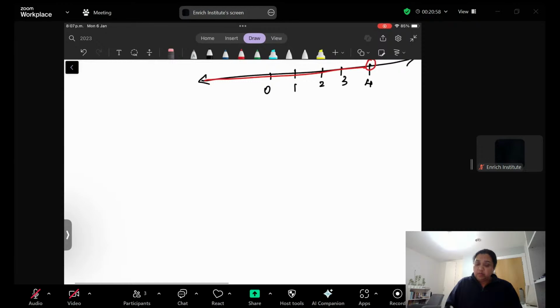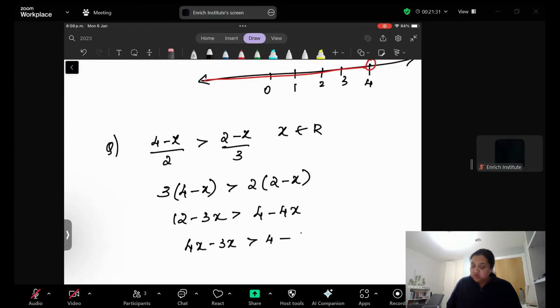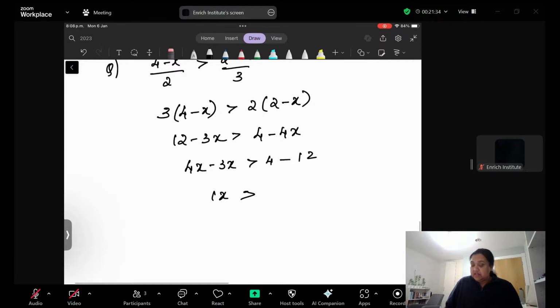Now let me just take one more with a fraction: 4 minus x divided by 2 greater than 2 minus x divided by 3. X is an element of R. Again, when you have a fraction, you just cross multiply. So 3 times 4 minus x is greater than 2 times 2 minus x, and that is 12 minus 3x is greater than 4 minus 4x, and bring everything to this side. So 4x minus 3x is greater than 4 minus 12. So 1x is greater than minus 8.